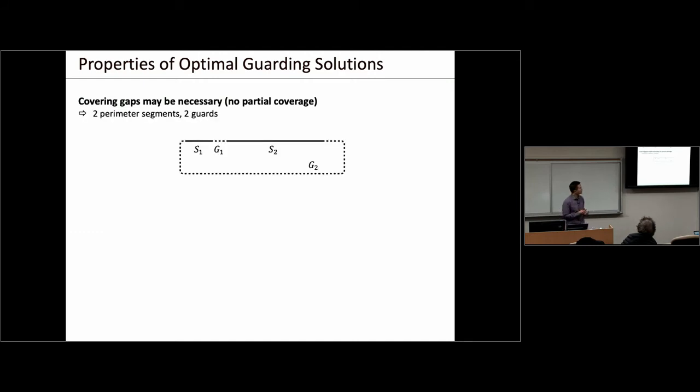So look at this example. We have two segments, S1 and S2. Now if we have two guards, then the optimal solution would look like this, where the coverage of guard 1 would actually span over this first gap. So this means sometimes even the gap, you don't need to cover it. It's actually beneficial to cover it.